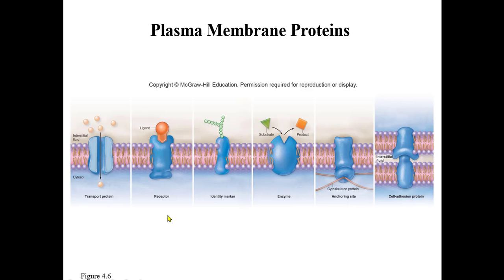You will see it. Here is a picture version that many textbooks have. So there's your transporter, there's your receptor, there's your cell ID. That's why these have to match perfectly. There's your enzyme, and my last one was cell anchoring here. So enzyme and then cell anchoring. That's my last one.